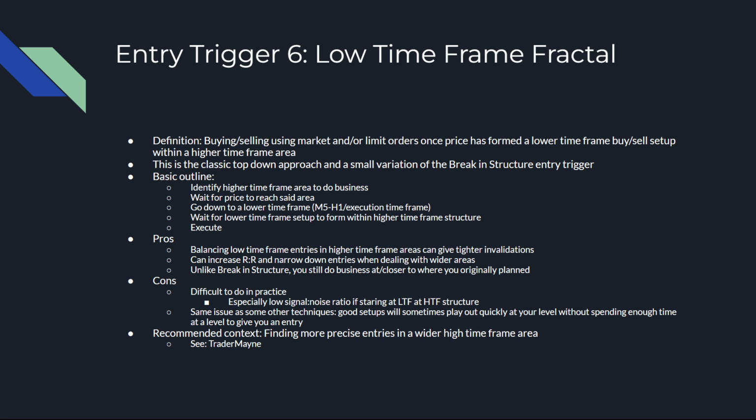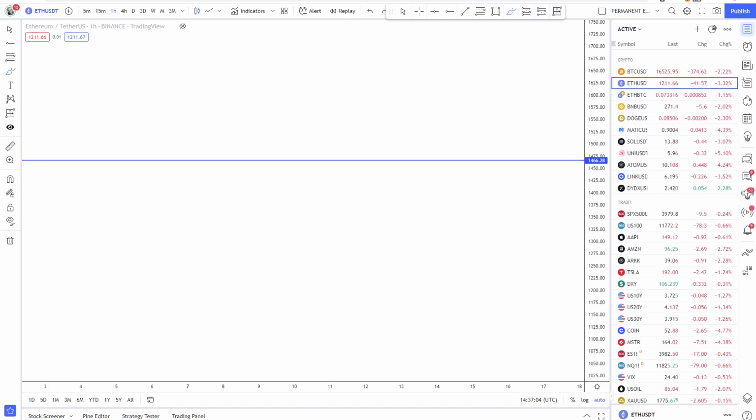You wait for price to reach said area, that high time frame zone, then you go down to a lower time frame, or typically again as stated the execution time frame, which could be from the 5-minute to the hourly or whatever else, and you wait for a lower time frame setup to form within the higher time frame structure, and then you execute.